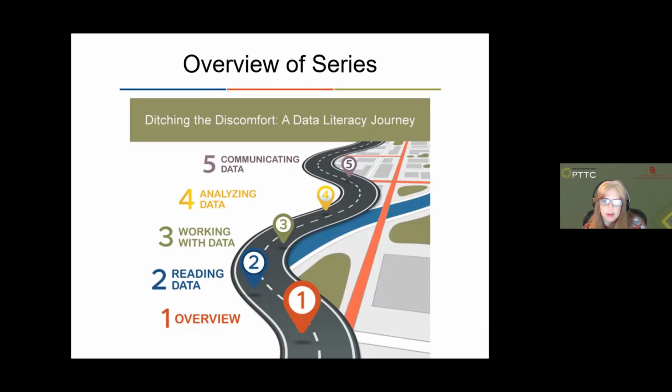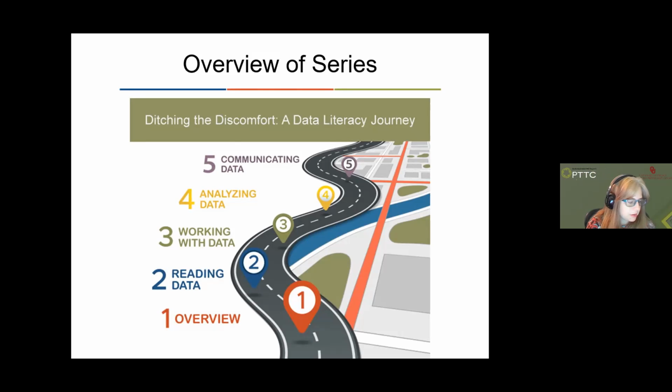So we have this really nice graphic that a colleague, Sheila, created. She's got a lot of artistic skills that I don't have. So I appreciate her putting this together. But today we're talking about the overview. Then we're going to talk about reading data, which will cover understanding it, what does data represent. Then we'll move down the road a little bit to talking about working with data, and that's how we acquire the data, cleaning it, sort of like you got to clean your house, right? You also have to clean the data, and then how to manage it.